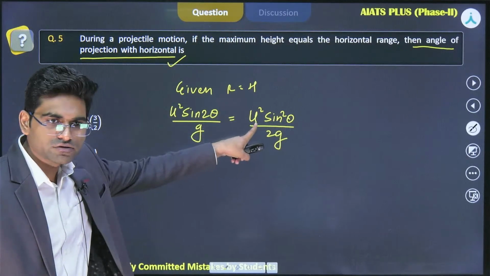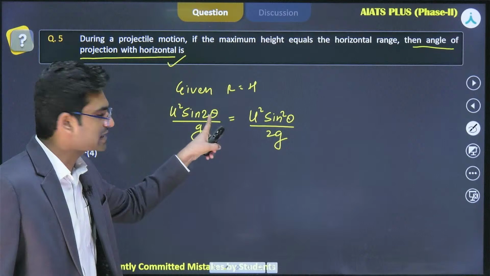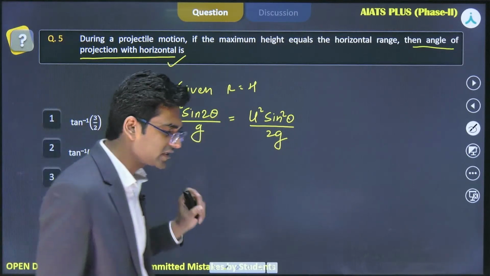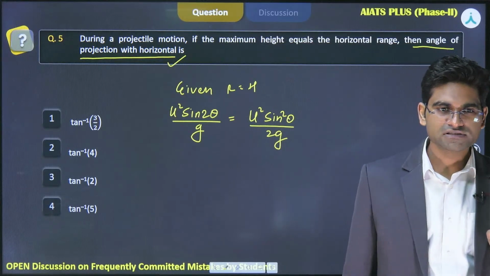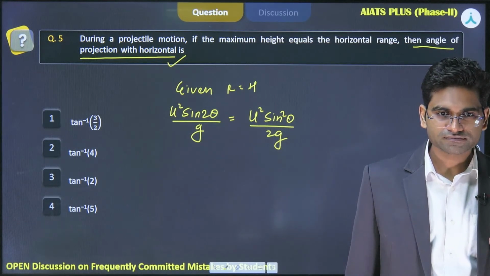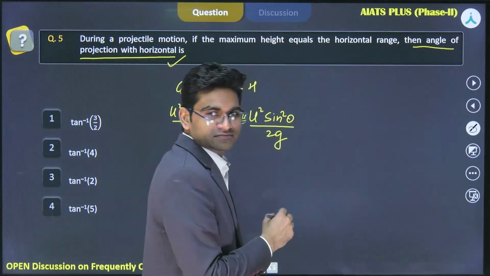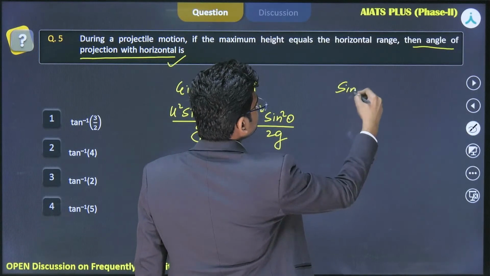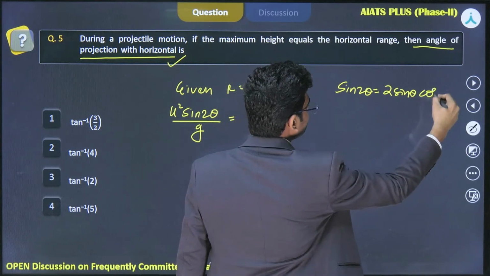U square and u square will get cancelled out, g and g will get cancelled out, but this is sine 2 theta here. What is the formula of sine 2 theta? Can somebody tell me what is the formula of sine 2 theta? Sine 2 theta is equal to 2 sine theta cos theta.